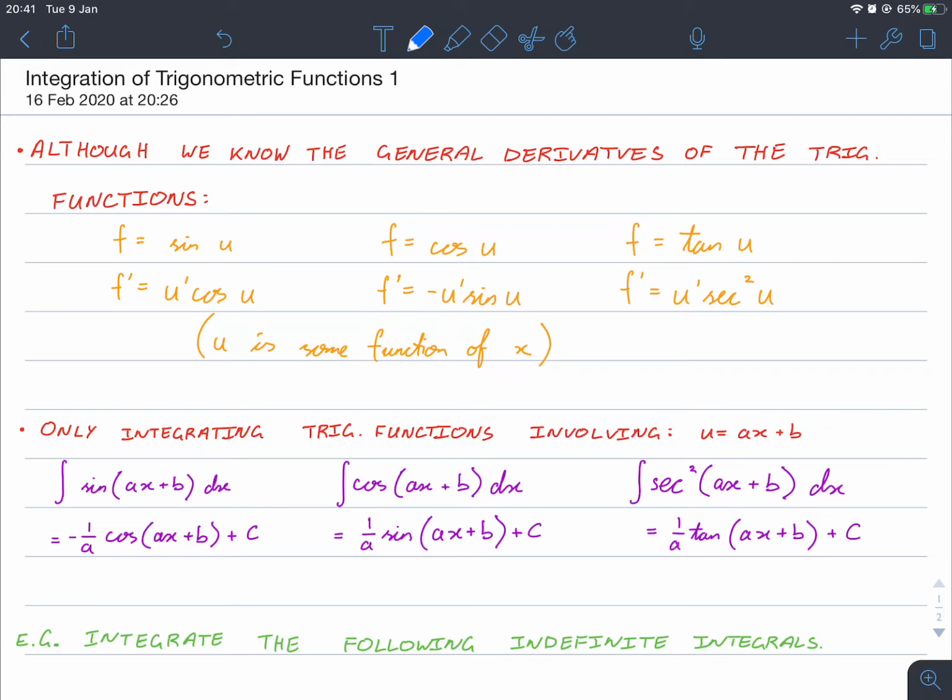Hello class, this is a video tutorial on the integration of trigonometric functions. In this video we're going to look at some indefinite integrals and some definite integrals.